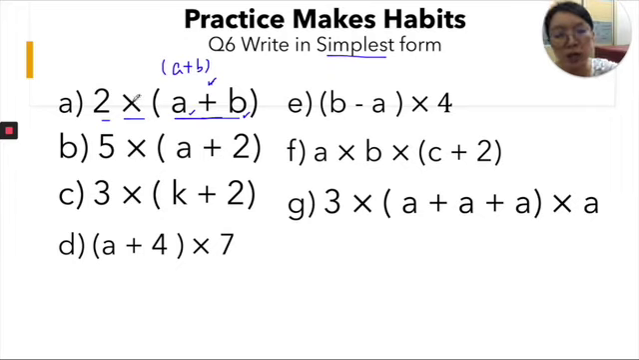And then check outside the bracket. 2 times. Yes, I can just take away the times and put 2 near to the bracket a plus b. So this and the below one are the same.